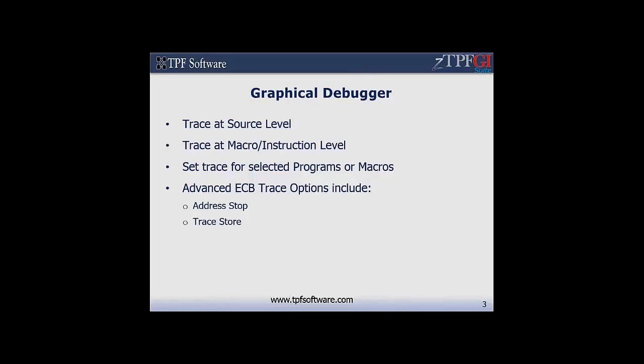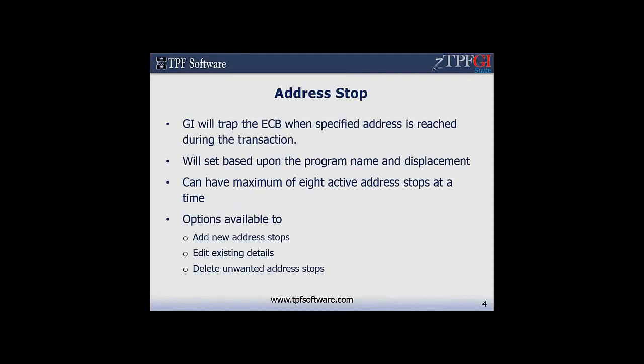Let me start with address stop. GI will trap the ECB when a specified address is reached during the transaction. It means that we have to specify a list of addresses where we need to trap the ECB, and GI will look for that specified address and stop the ECB whenever a particular address is reached during the transaction. We can have a maximum of 8 active address stops at a time, and set up an address stop based upon the program name and displacement.